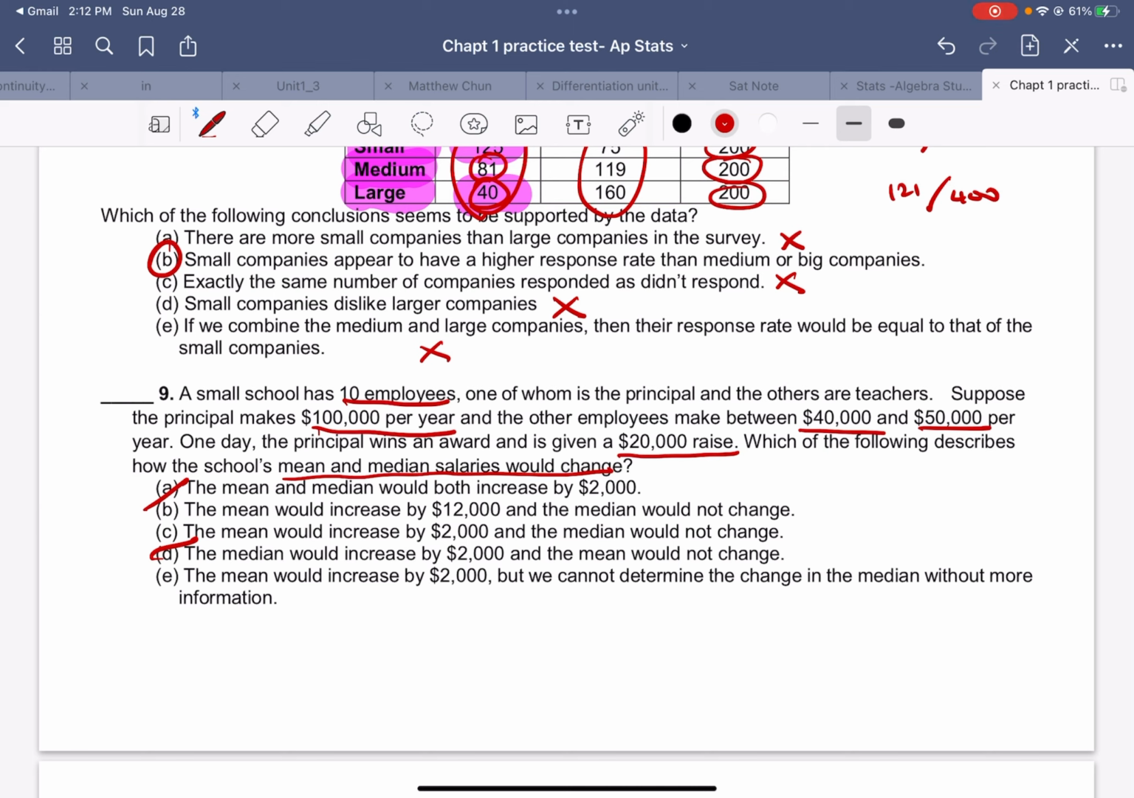Now, the mean increased, but how much? So raise this one. How many people are there? 10 people, right? And a 20,000 raise, so how much does the mean increase by? 10 people, so that means 2,000. So the mean will increase by 2,000, right? So then it should be C. Because the mean is the total raise, which is 20,000 only for the principal, but out of 10 people, so 2,000 will increase for the mean.